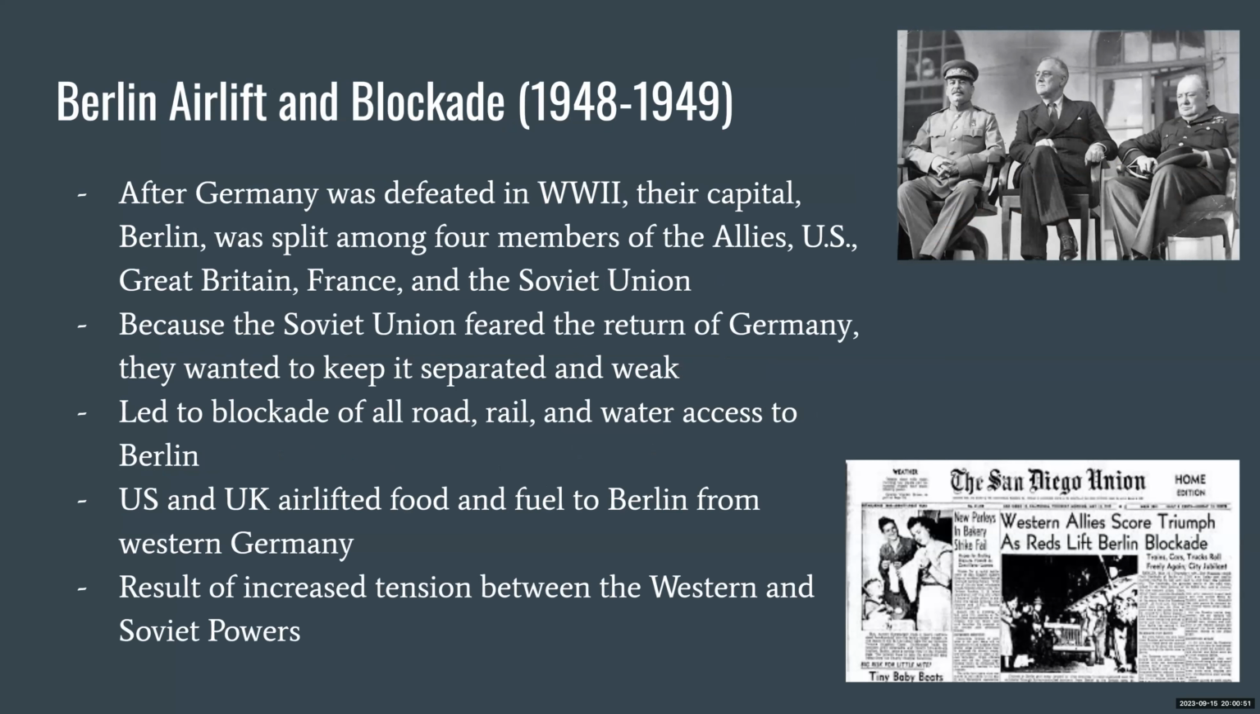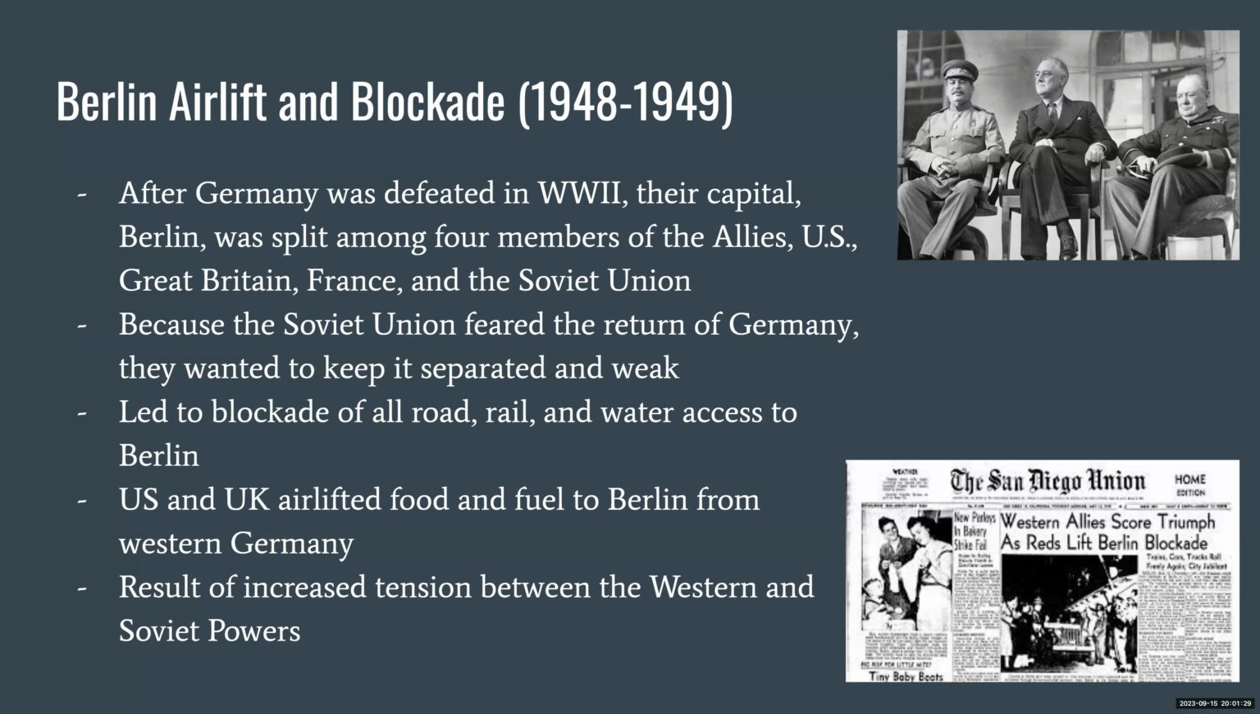All right, so one of the events that happened shortly after was the Berlin blockade and then the airlift. So basically, after Germany was defeated in World War II, their capital, Berlin, was split among the US, Great Britain, France, and the Soviet Union. The Soviet Union feared the return of Germany because they were attacked twice by them already in World War I and II. So they wanted to keep it separated and weak, while the Allies had other plans.